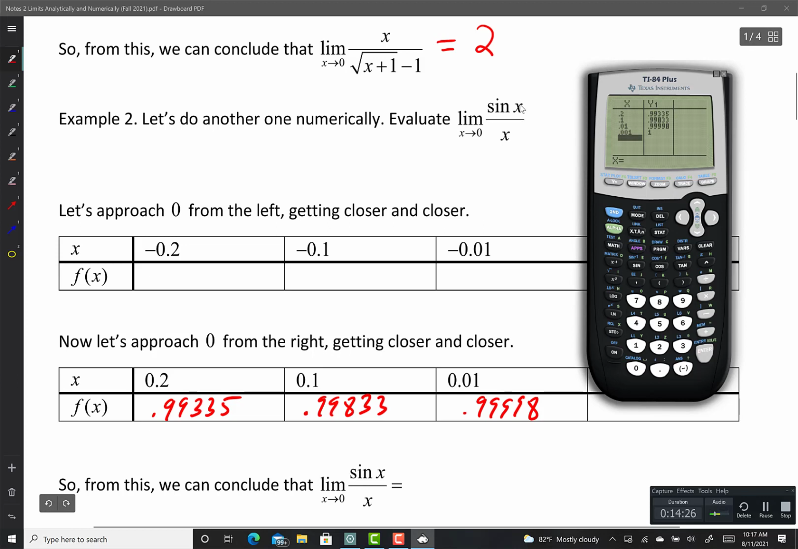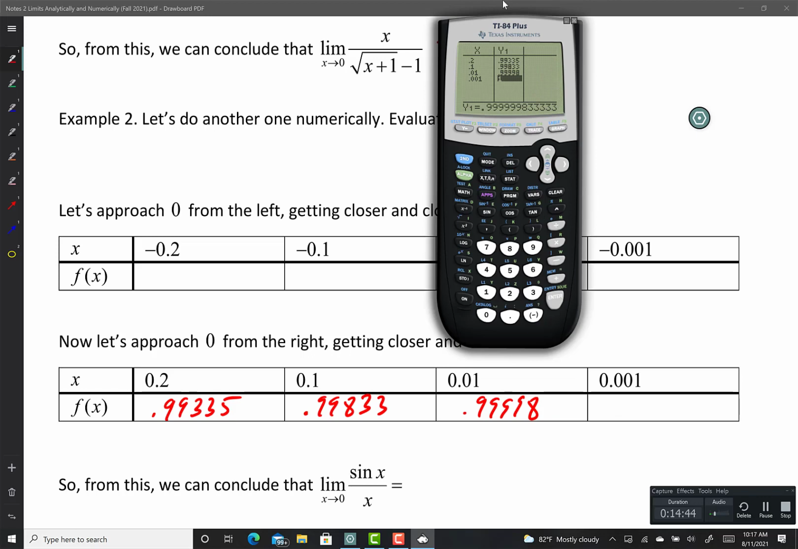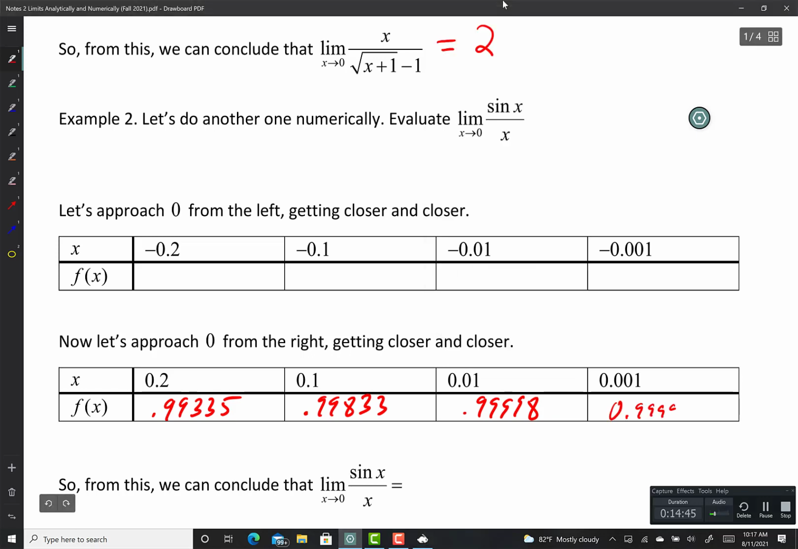I just need your attention really fast. Be careful. It says 1. When you put .001, the y value says 1. But if you hover over the 1, look what it is. It's actually 0.99999999998, nine nine nine nine nine.